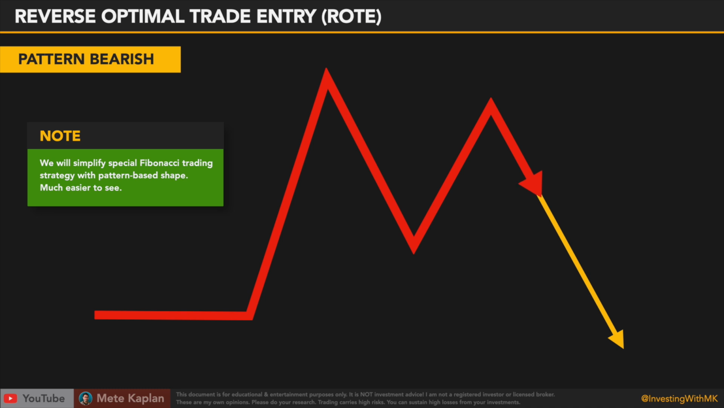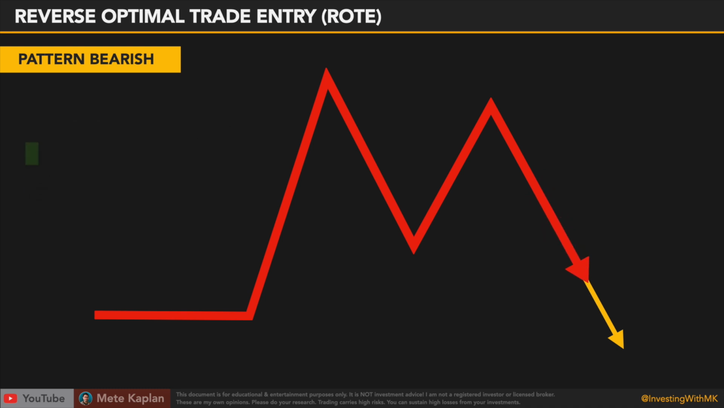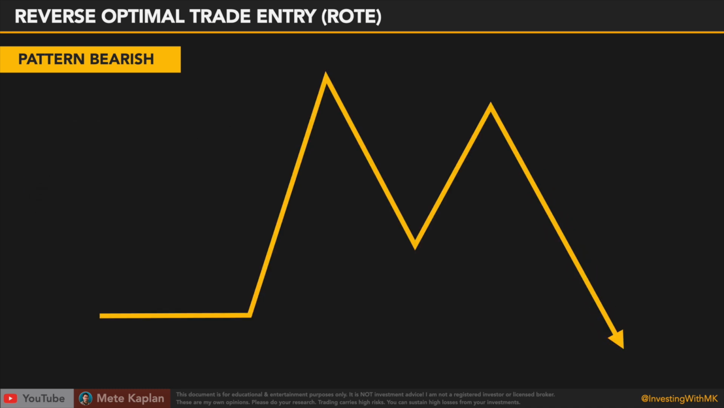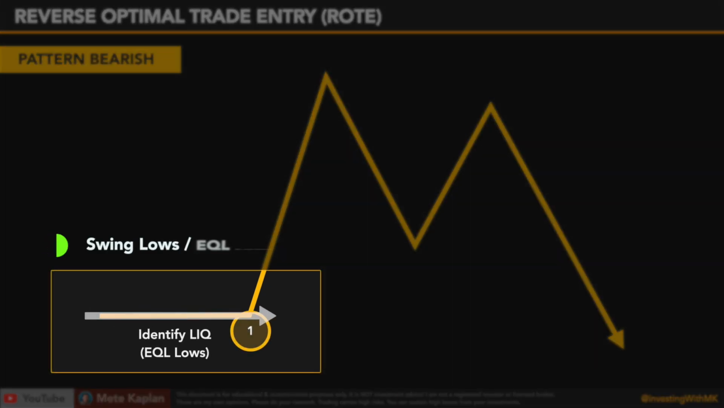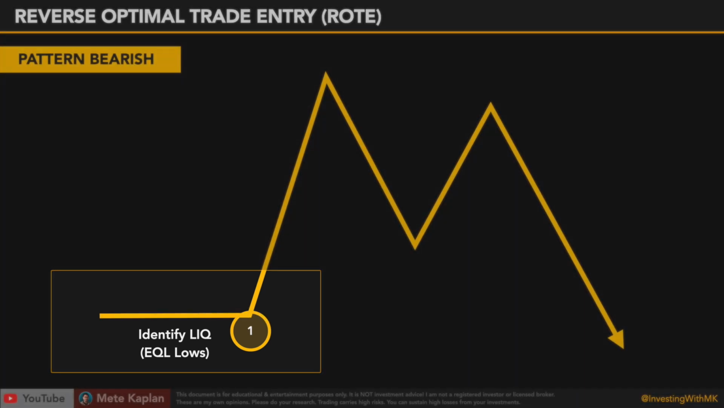First of all, I want you to memorize this pattern, this shape. You'll see it everywhere. Step 1. Identify a liquidity area. This is a very simple step. Best liquidity areas are swing highs and lows, and especially equal highs and equal lows.